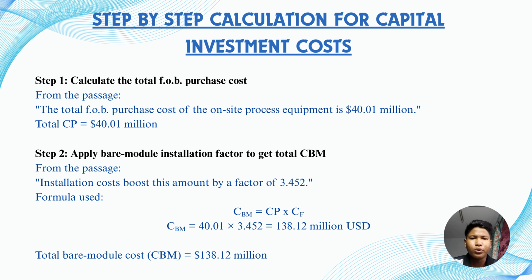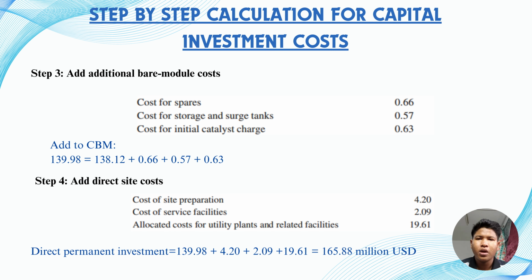So the total bare module cost CBM is 138.12 million USD. Now let's move into step 3, additional bare module cost. These are the standard add-ons based on industrial practices and calculated as a percentage of the total bare module cost, which is 138.12 million USD.